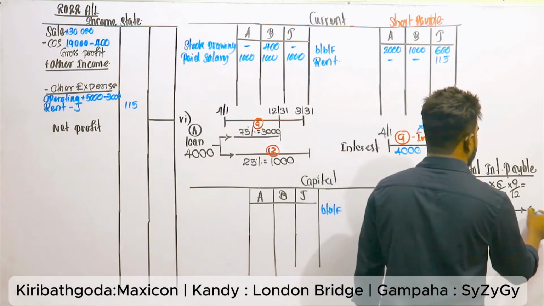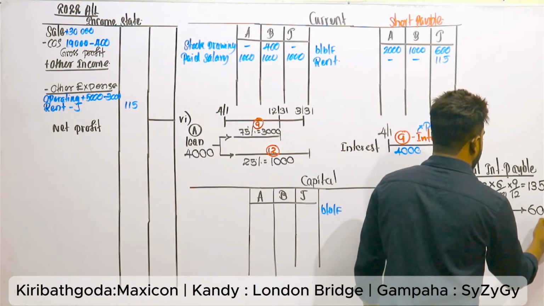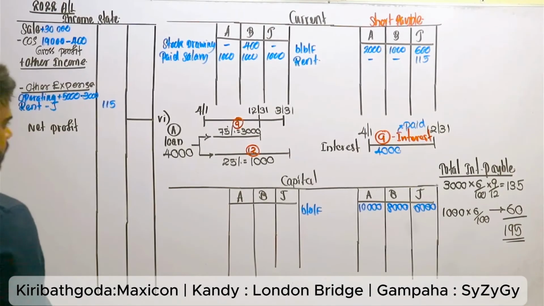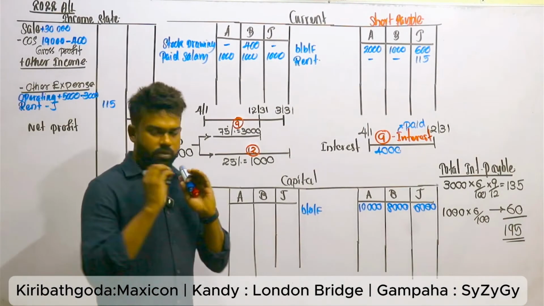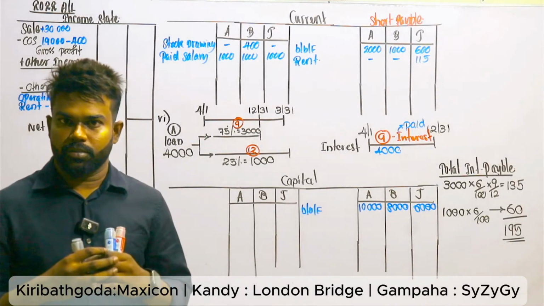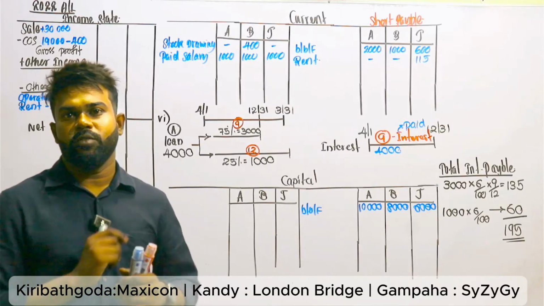Here 60, and here 135. Therefore, how much is the total interest? 195. Understand? Therefore, first of all, in partnership questions you have to record the payable balance. You have to record the total payable balance first of all, then record the paid one.